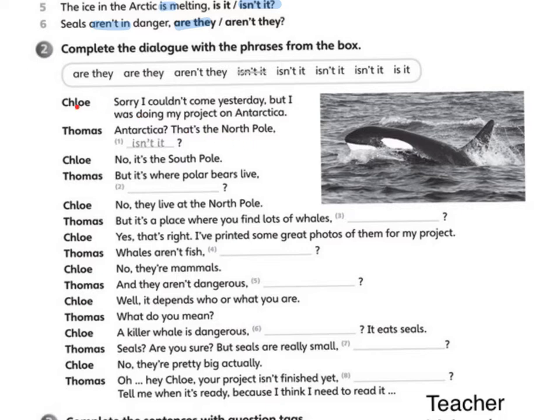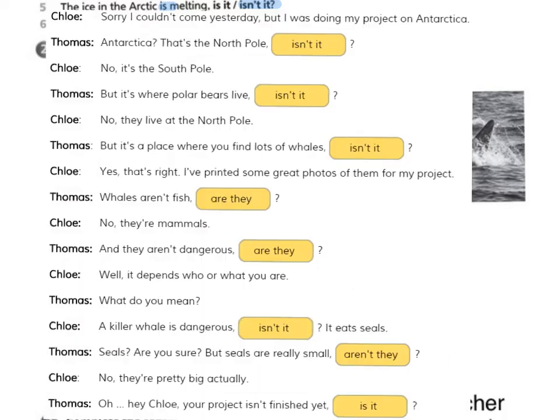Okay, so let's pay attention to the beginning. It's a conversation between Chloe and Thomas. So it says, sorry, I couldn't come yesterday, but I was doing my project on Antarctica. Antarctica? That's the North Pole, isn't it? No, it's the South Pole. So it's more or less similar to the conversation that Jack and Grace had in the student's book. But now we're talking about the South Pole, Antarctica. Let's learn about this a little bit. Please pause the video and solve this.